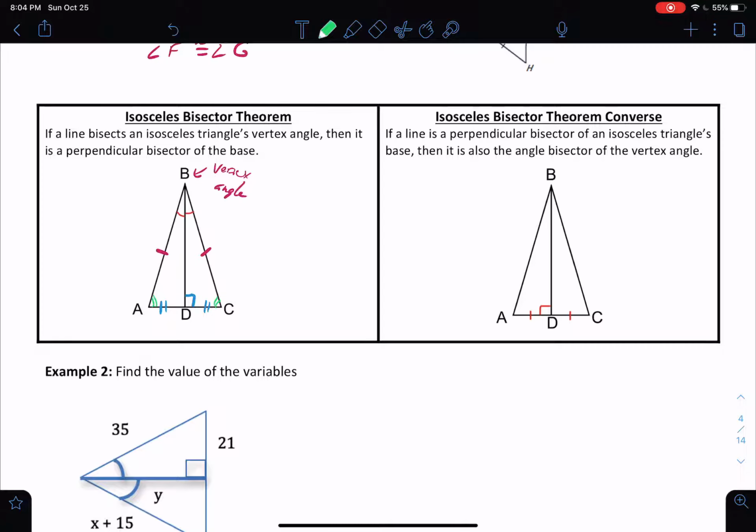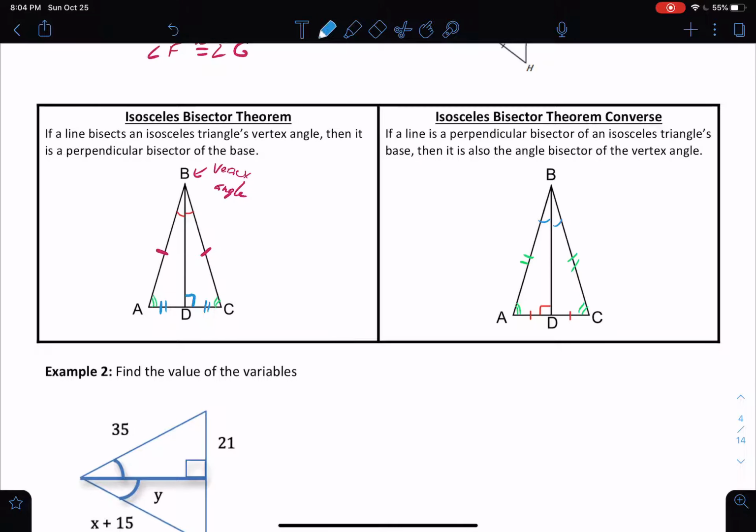All right, what about the converse of that? What about the flip-flop? If we've got a line inside of our isosceles triangle that is a perpendicular bisector to the base, so we've got an isosceles triangle here, AC is the base. The line inside that triangle is cutting AC in half, and it's perpendicular to AC. All right, then what is it doing to my vertex angle? It's cutting the vertex angle in half.